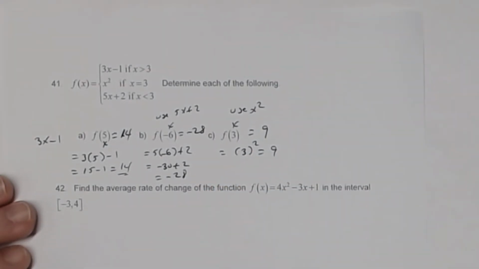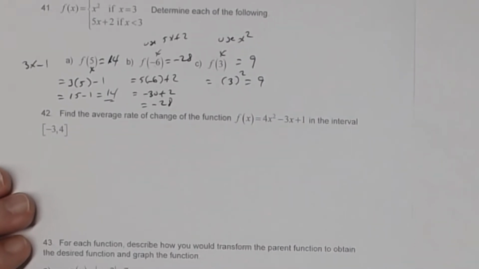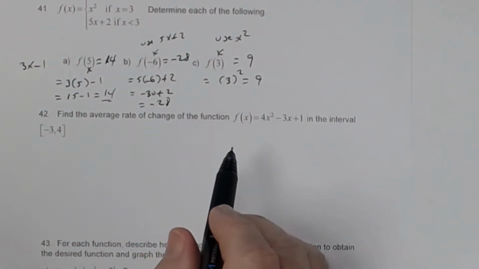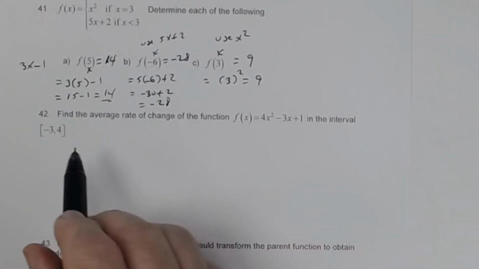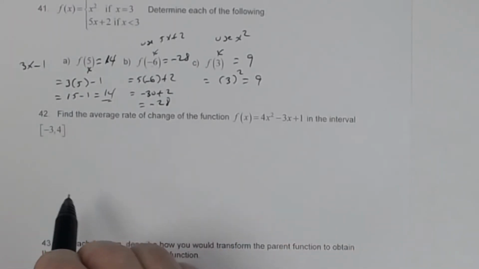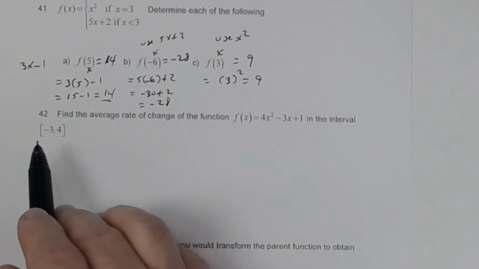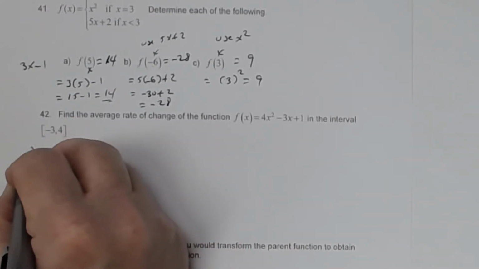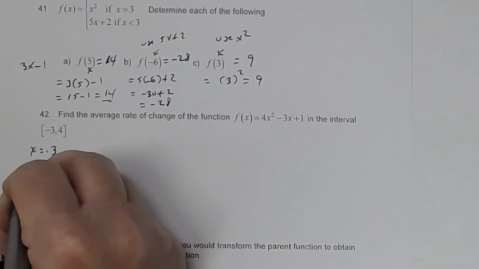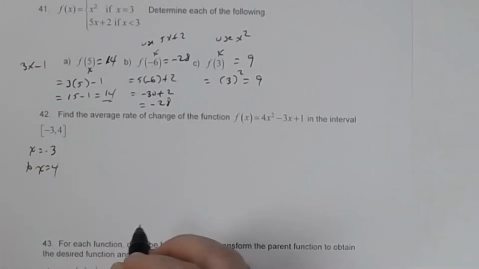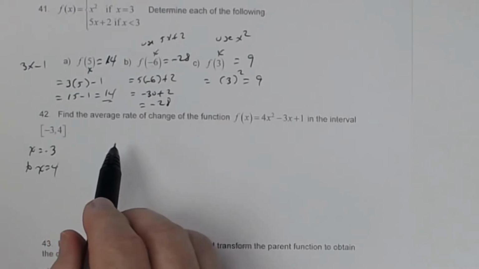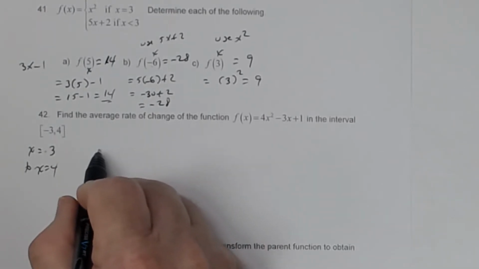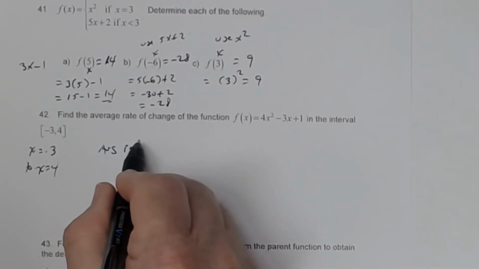Okay? All right, 42, you want to find the average rate of change. Remember, the average rate of change is the idea of that slope of this function in the interval negative 3 to 4. And so to find the average rate of change from x equal negative 3 to x equal 4, remember, average rate of change is the same thing as slope, same idea of slope.